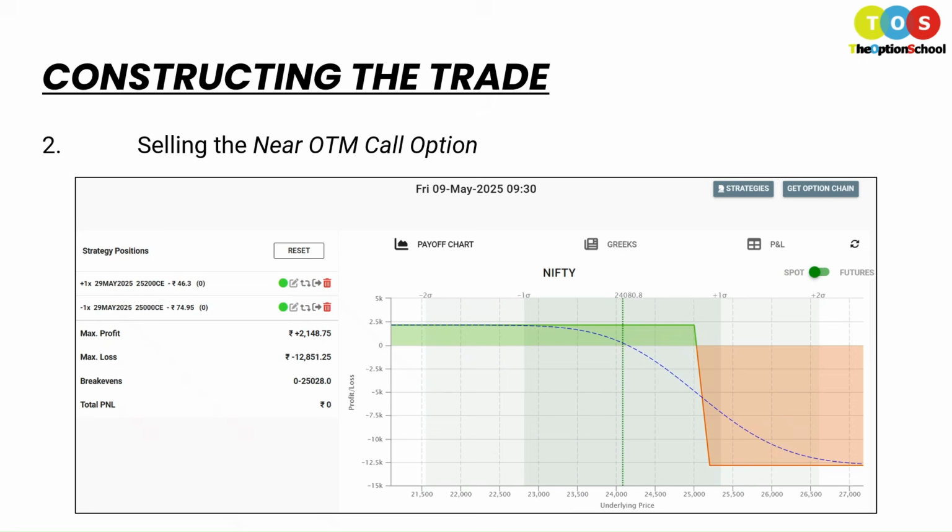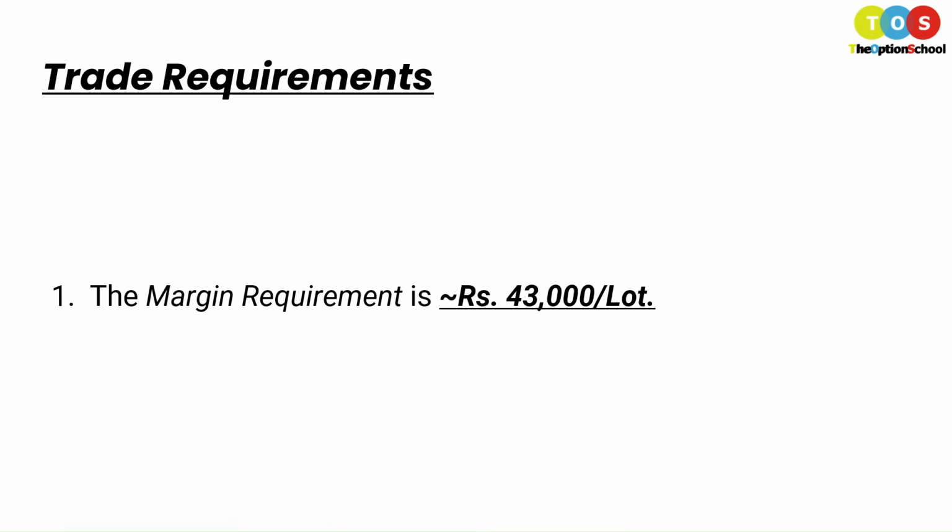Generally, you will see it is told that okay, sell ATM and buy OTM. That is very bookish knowledge, not at all practical. So stay OTM as far as possible. A few important things in the trade: margin required will be around 43,000 per lot.